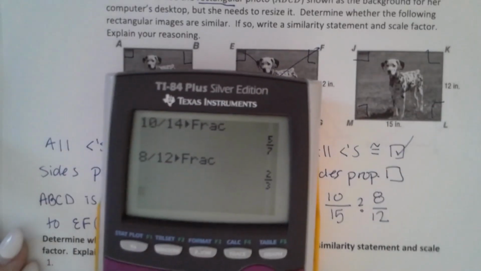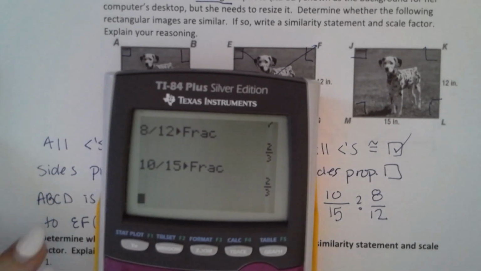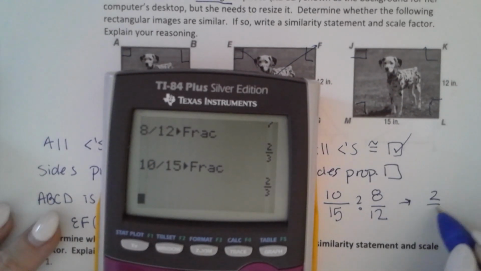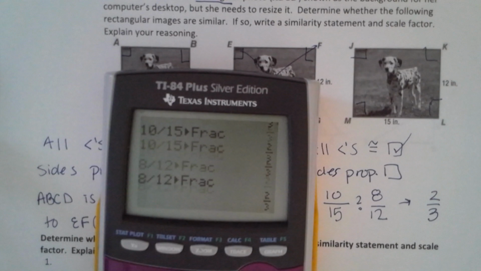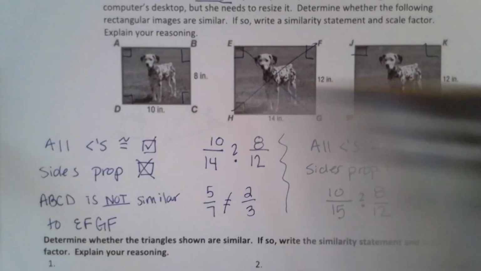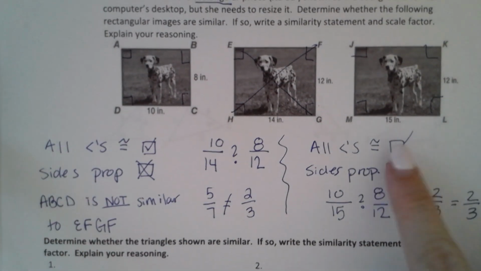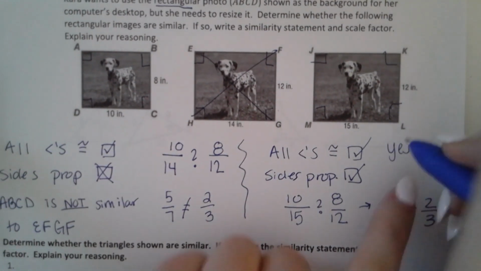On our calculators, 10 divided by 15, math fraction, gives us 2 over 3. 8 divided by 12, math fraction, gives us 2 over 3. Well, this time those are equal. So we can say the sides are proportional. So because both of these things happen, we would say yes, they are similar.